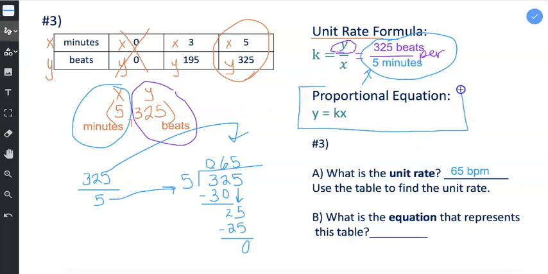Each proportional table and graph can be represented by a proportional equation. y equals kx. k is the unit rate. We found the unit rate to be 65, so we take out the variable k and replace it with 65. So down here, instead of typing y equals kx, I'm going to write y equals 65x, and that's the equation. If I would take 195 and divide it by 3, I would also get 65, because the unit rate is constant. So it doesn't matter which one you choose, you'll get the same unit rate.